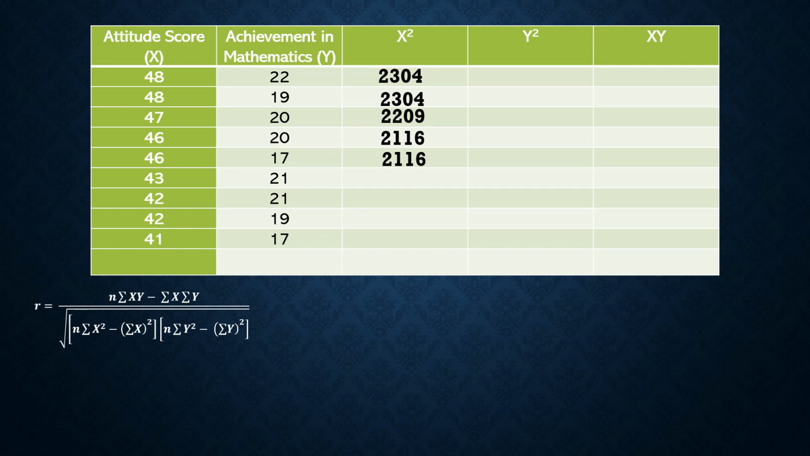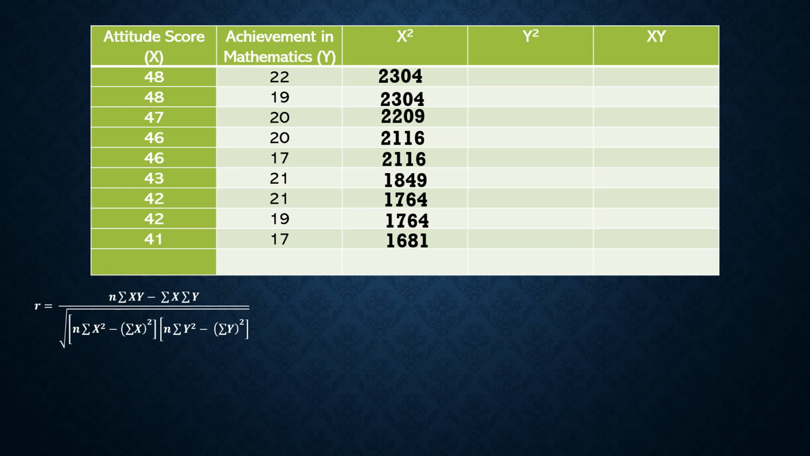Next is 43. 43 times 43 is equal to 1,849. Next is 42. 42 times 42 is equal to 1,764. Next is 42 again. We have 42 times 42, which is equal to 1,764. Next is 41. 41 times 41 is equal to 1,681.